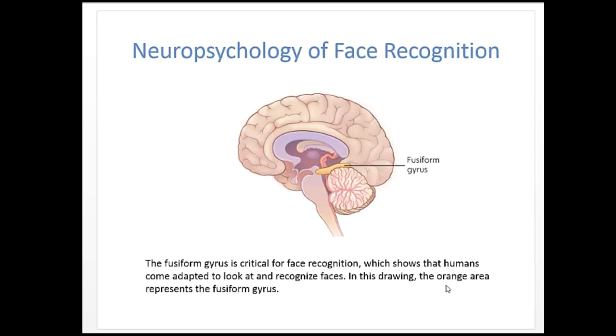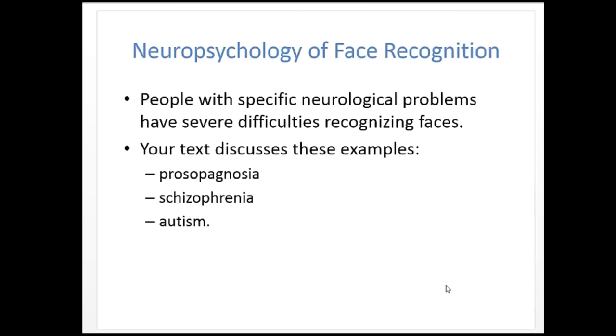In the brain, the fusiform gyrus is critical for face recognition, which shows that humans come adapted to look at and recognize faces. In this drawing, the orange area represents the fusiform gyrus. So it's at the bottom of the temporal lobe. Your textbook has information on how people with specific neurological problems, including prosopagnosia, schizophrenia, and autism, have difficulty with face recognition. So please take a look at your textbook, the Revlin textbook on cognition, for that information.